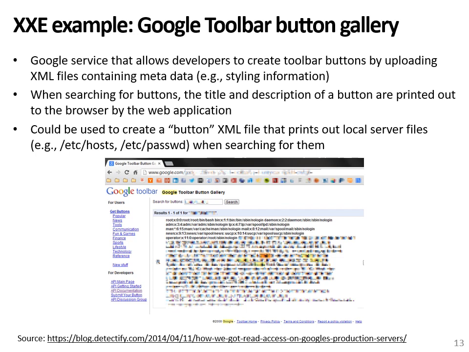The security researchers used this to create a button XML file that would print out local files with sensitive information stored on the server, such as etc/hosts or etc/passwords, when you would search for them. The source at the bottom actually provides more details about how this vulnerability was discovered and abused.